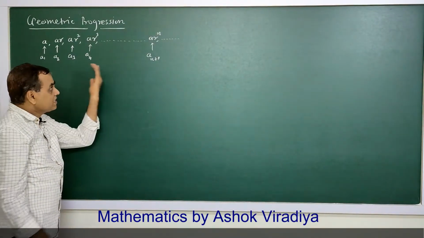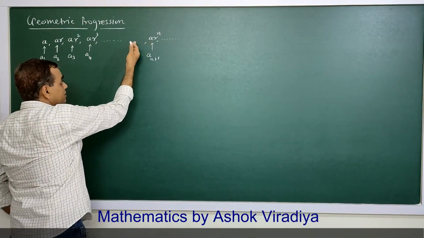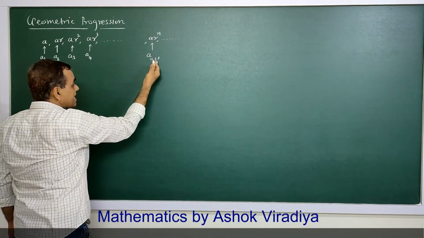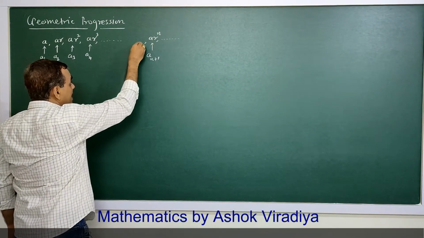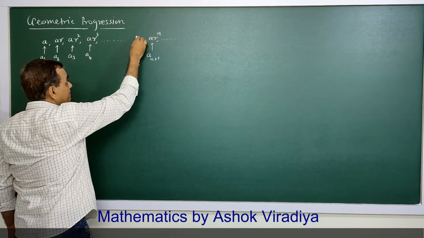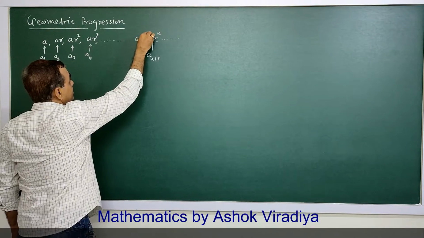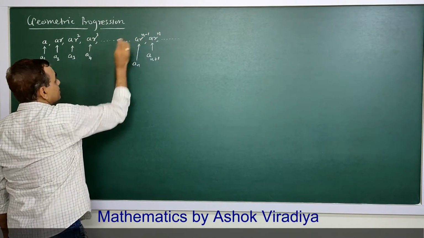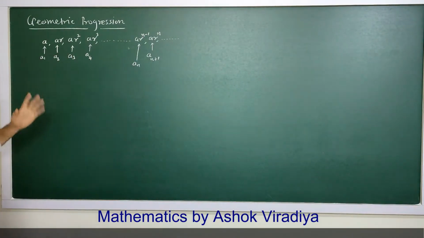So in this sequence, if we observe the term before this n plus 1th term, it will be nth term. So by observation it will be ar raised to n minus 1. So this will be nth term of geometric progression.